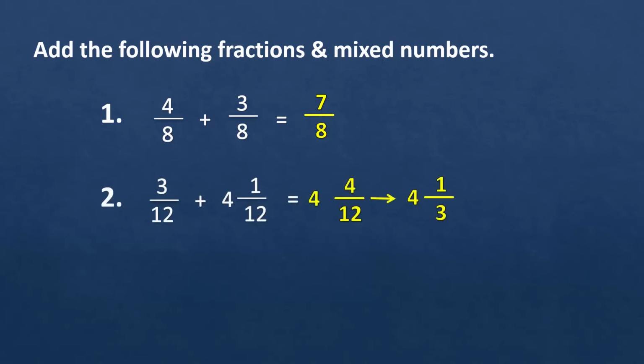Number 2, 3/12 plus 4 and 1/12. The answer is 4 and 4/12 or 4 and 1/3. Number 3, 1 and 1 over 7 plus 3 and 4 over 7. Correct. The answer is 4 and 5 over 7.